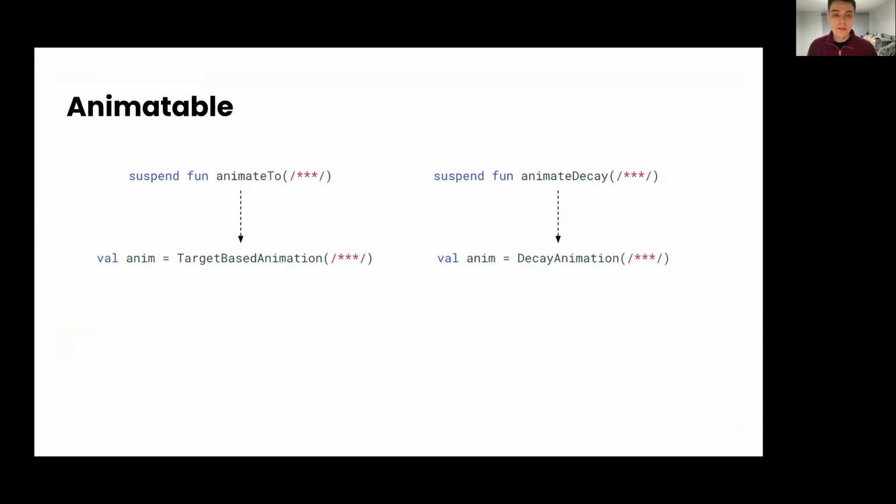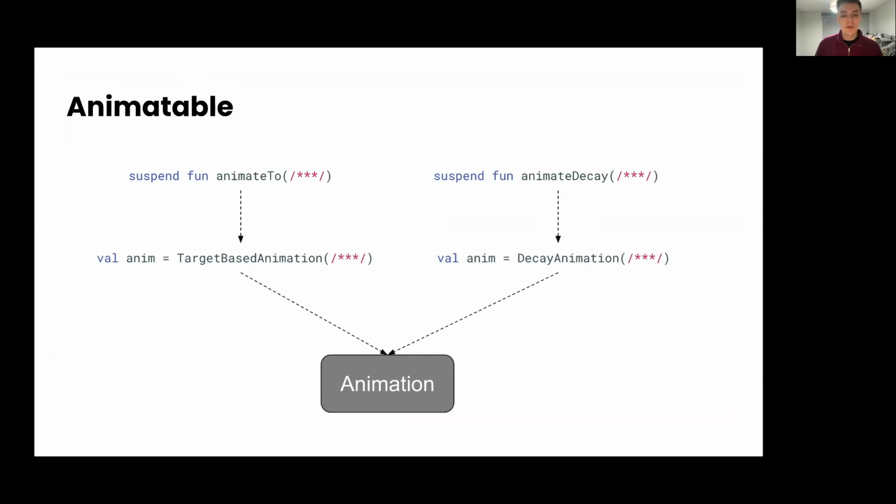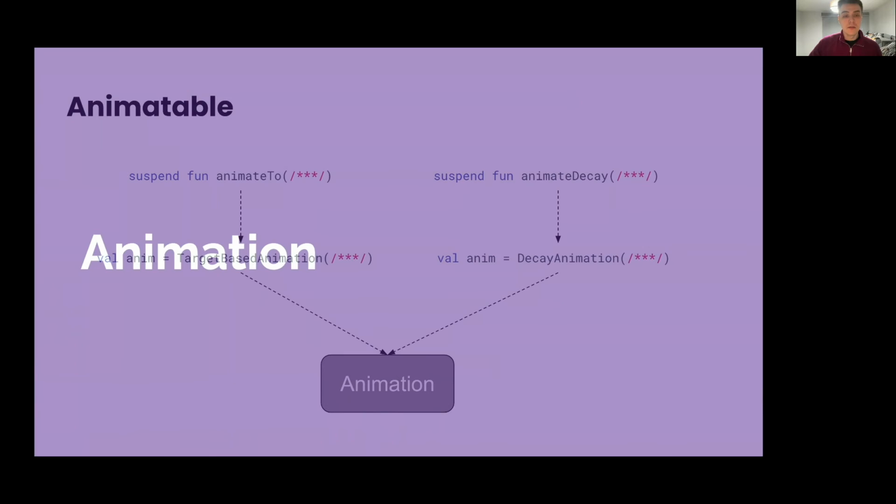One animates by duration, and the other one animates by decay, right? So we have an initial value, and we will animate to some value, like to 0. This is pretty similar to the tween animation spec and spring animation spec that we've discussed. But inside animateTo and animateDecay, two classes are created, two objects are created, right? So target-based animation and decay animation.